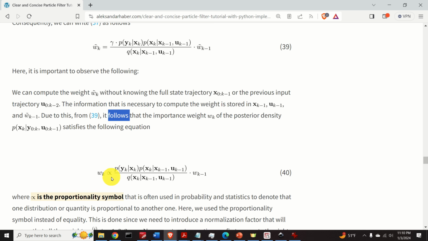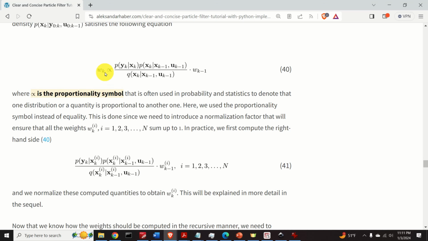This symbol over here is the proportionality symbol that is often used in probability and statistics to denote that a distribution or a quantity is proportional to another one. Here we use the proportionality symbol instead of the equality symbol. This is done since we need to introduce a normalization factor that will ensure that all the weights computed by using the right hand side sum up to 1. In practice, we first compute the right hand side, given over here, and then we normalize these computed quantities to obtain wk with the index psi. This will be explained in more detail in the sequel.